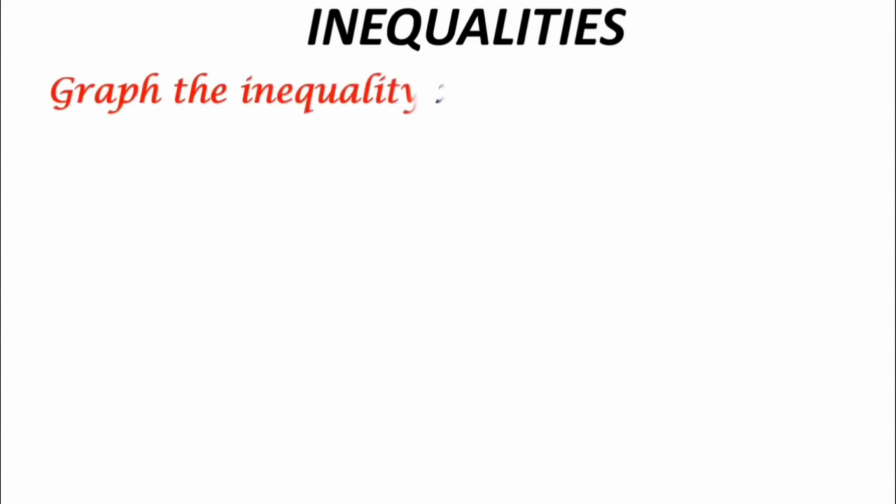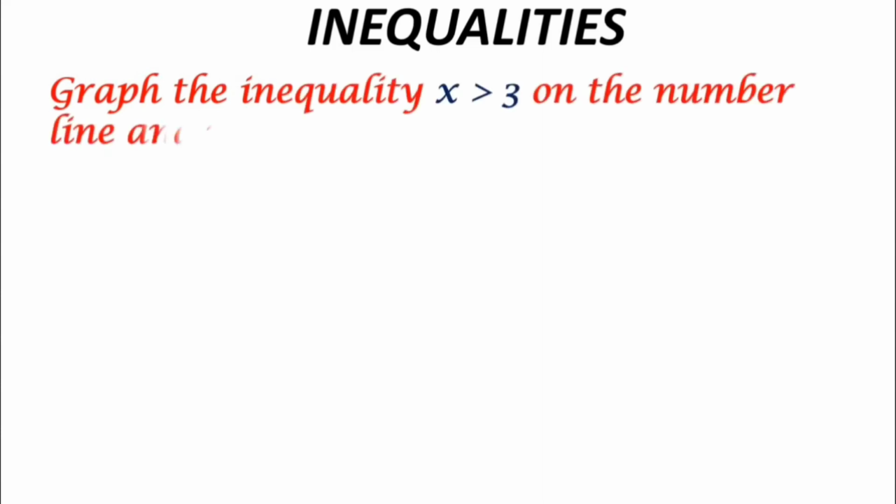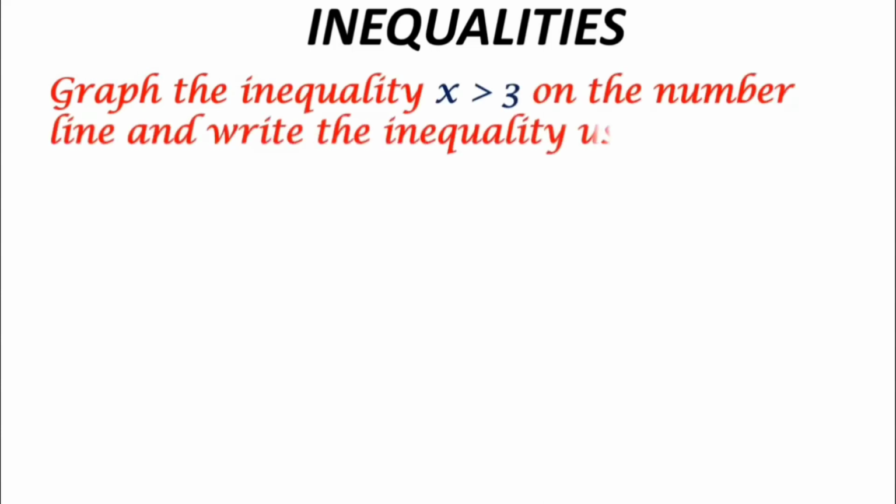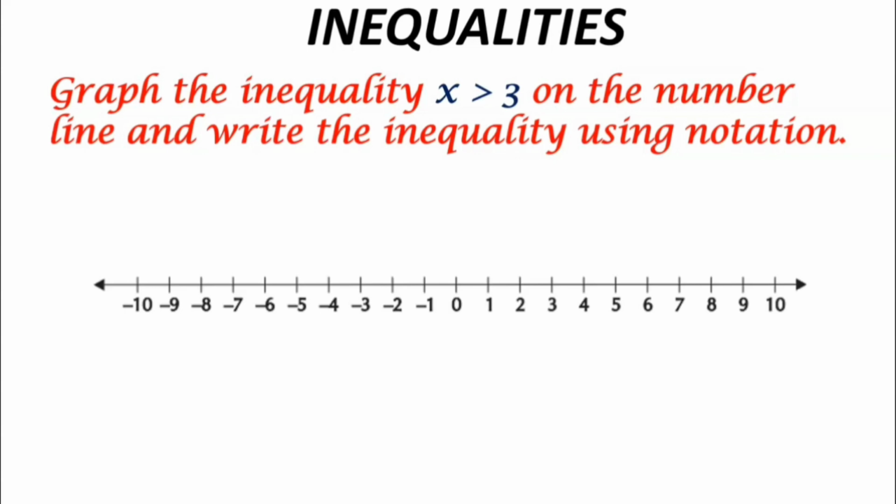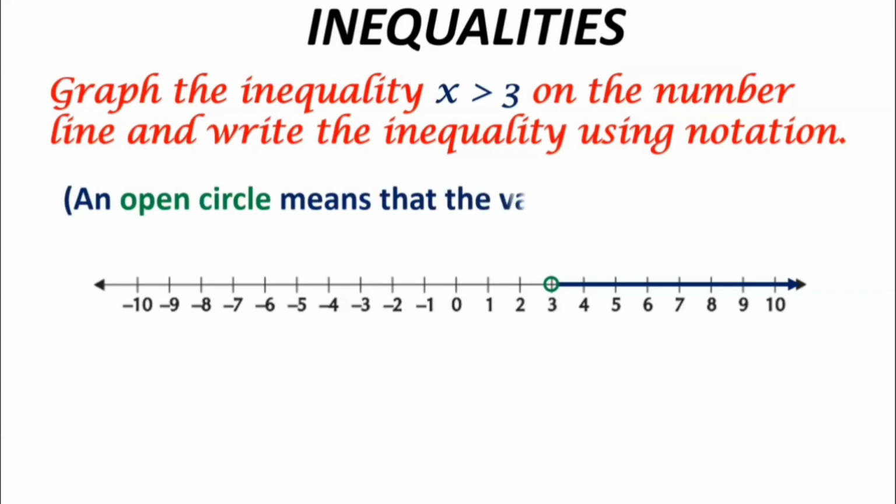Graph the inequality x > 3 on the number line and write the inequality using notation. Here x is greater than 3. So let us take a number line and mark an empty circle at 3. An empty circle represents that the value 3 is not included. So x takes all the values more than 3 up to infinity. So here remember that an open circle at 3 means the value 3 is not included in the values of x.